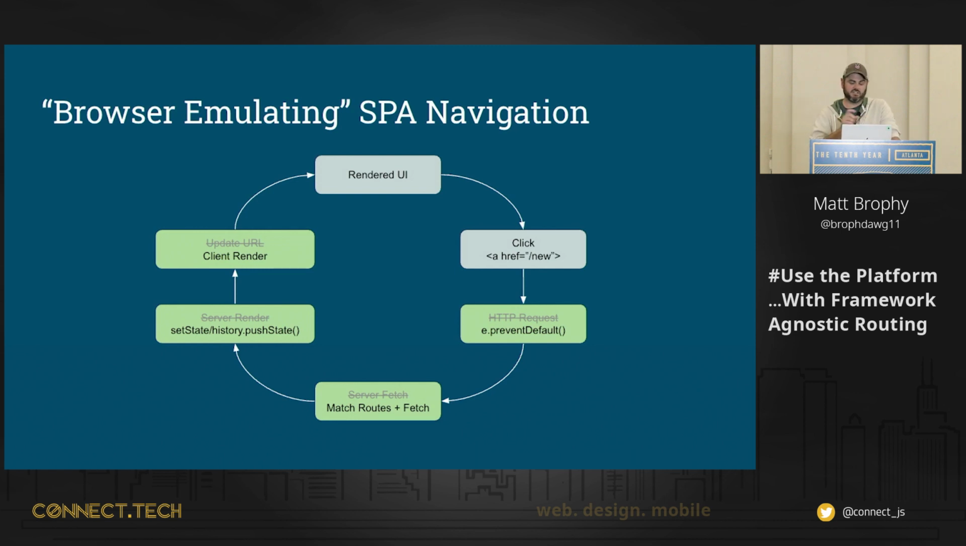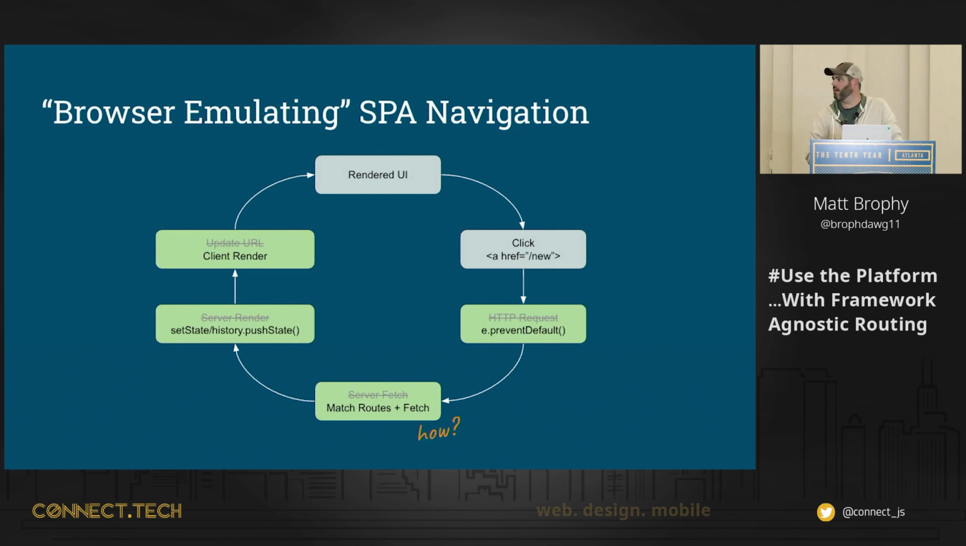Instead of doing a server fetch, if we could match routes and fetch right there client side, once that fetch is done, we could set our state with the data we got back and update history at that point. So we're flipping the URL update and the router fetch. And then the client can render in response to the new state rather than in response to the URL updating. So there's a slight change in the order of operations here, but it turns out to be really powerful in some of the UX and DX that it unlocks.